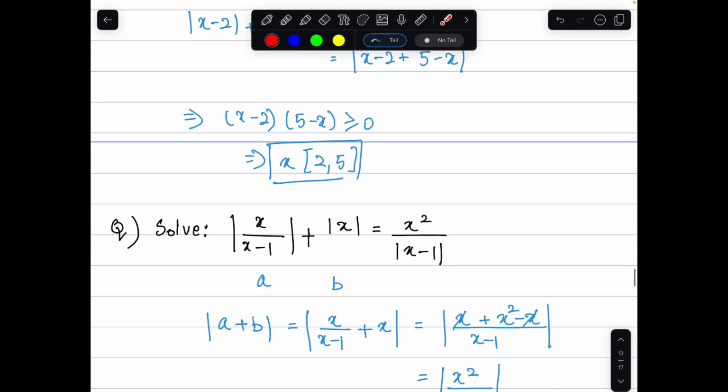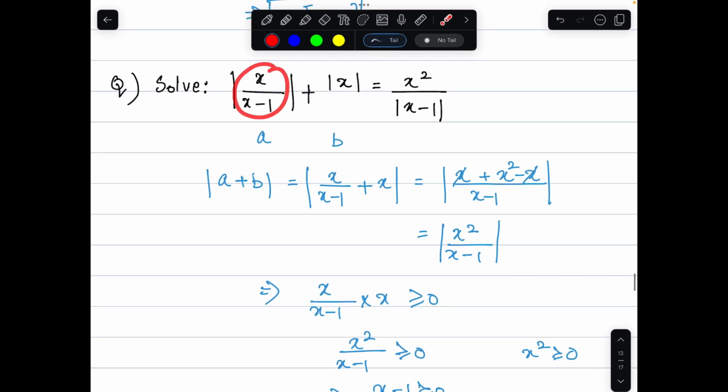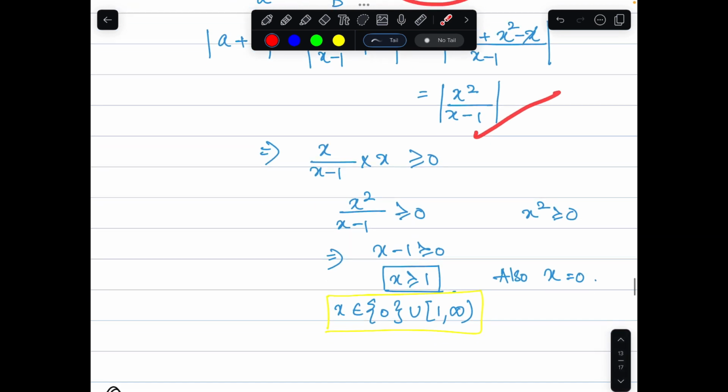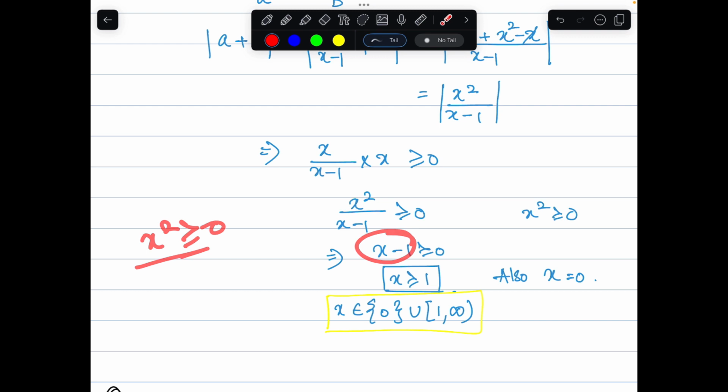Pretty easy. Same over here if you look. When you add these two, you will get this. That means what? The product of this and this has to be greater than or equal to 0. So this is the inequality that we get. This value is equal to 0 only when x is equal to 0, and x square is anyway greater than or equal to 0, so I have to focus on the denominator. This is greater than 0 when x is greater than or equal to 1.